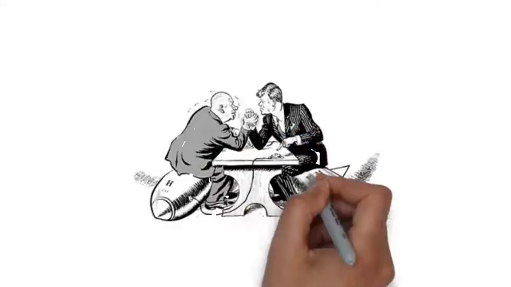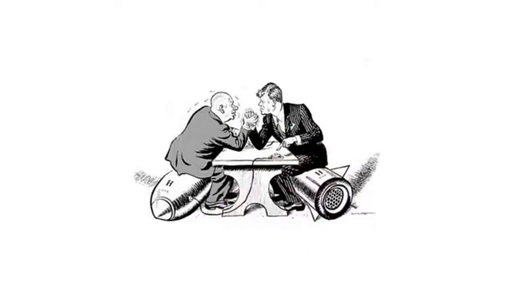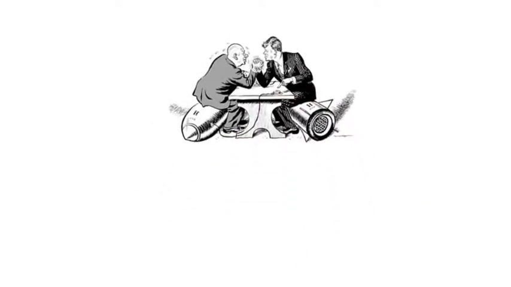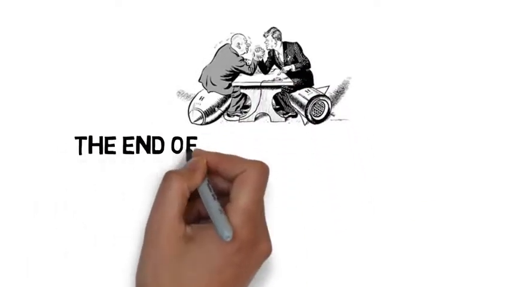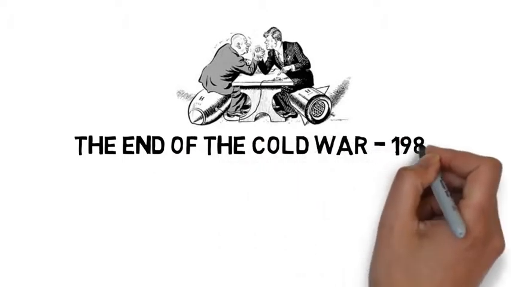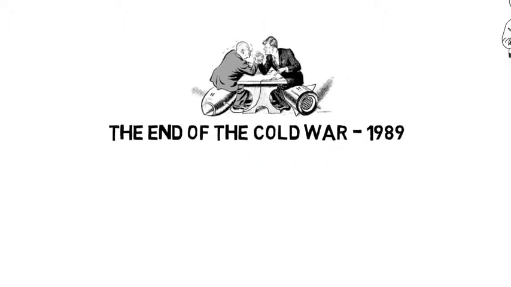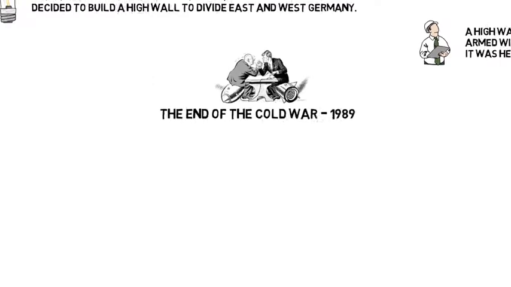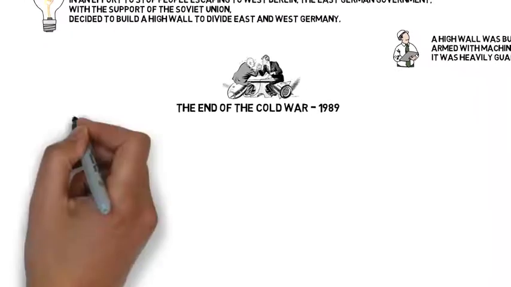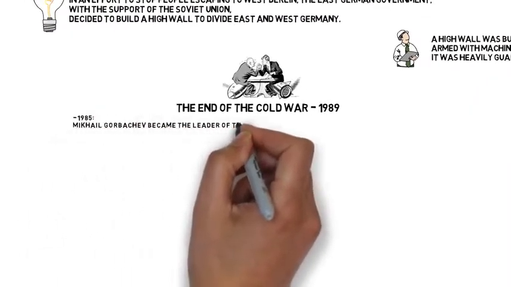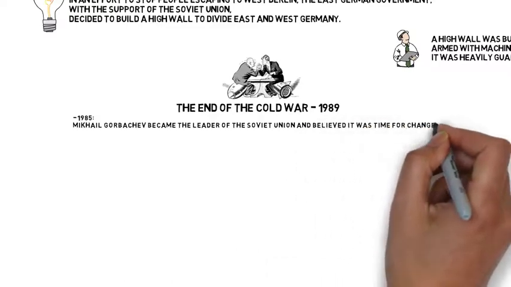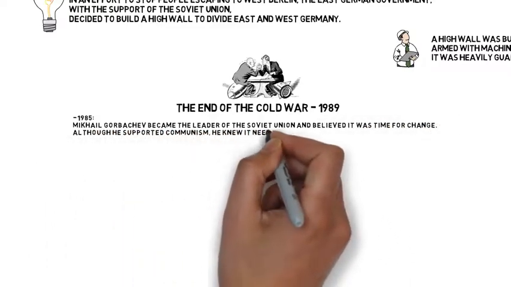On to page 94 in our textbooks, and we will now see how the Cold War came to an end in 1989. In order to understand the events of 1989, we have to go back to 1985, when Mikhail Gorbachev became the new leader of the Soviet Union. He believed it was time for change, and although he supported communism, he knew it needed to be reformed.